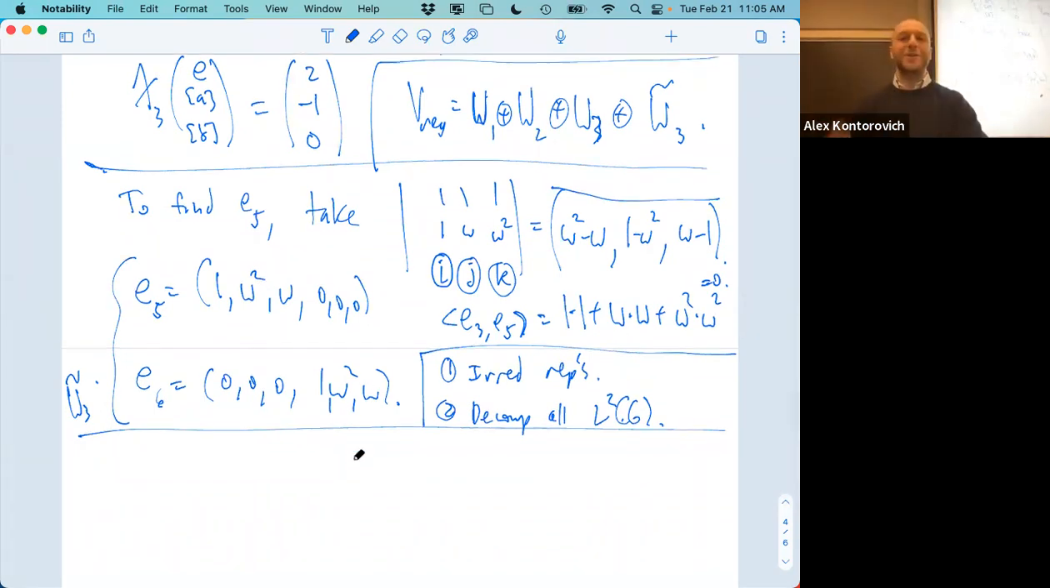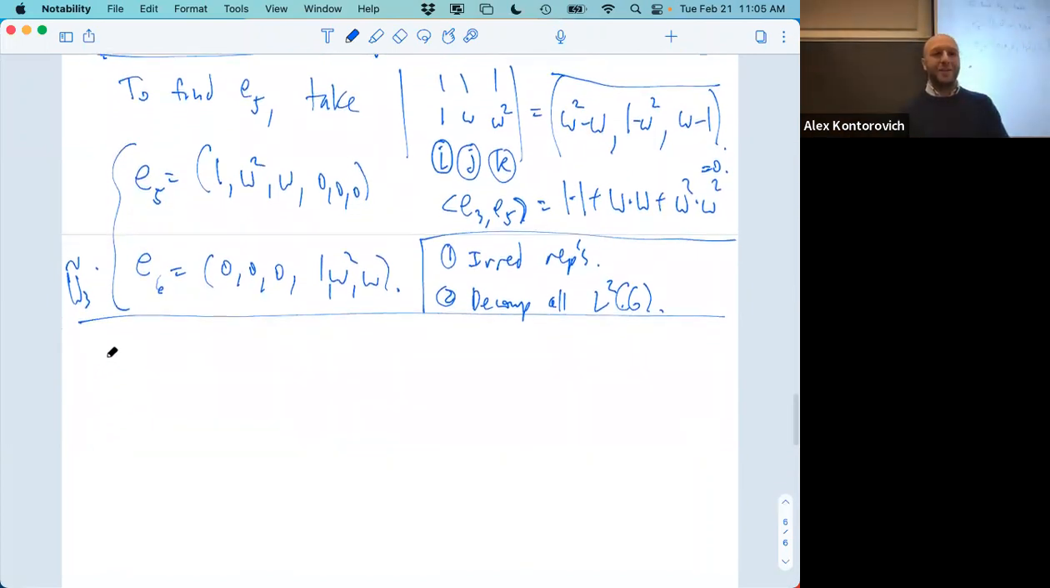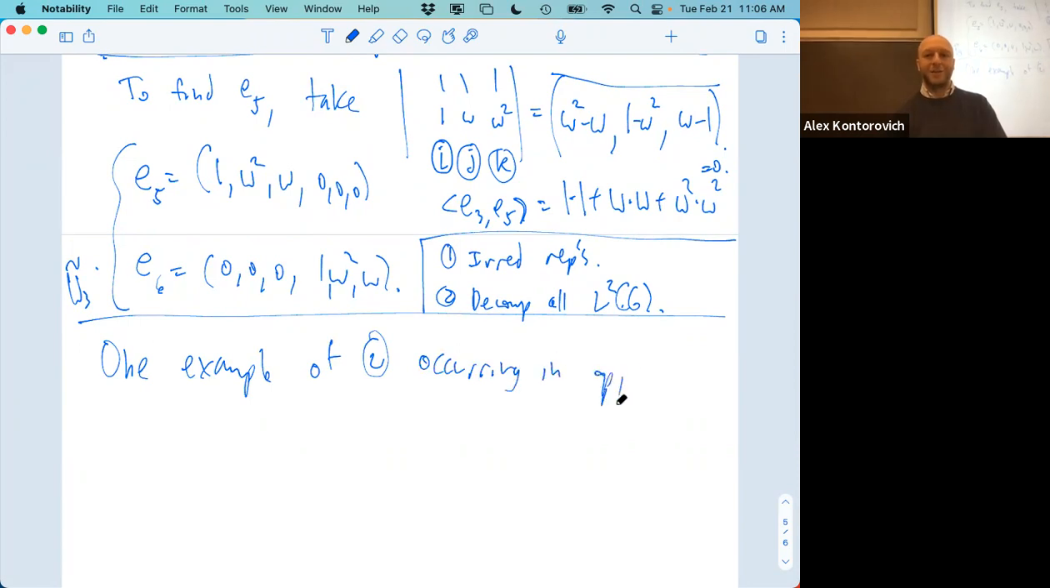And let me tell you why I think that's important. Let me just give you one example of the way that L2 occurs in applications, in real applications.